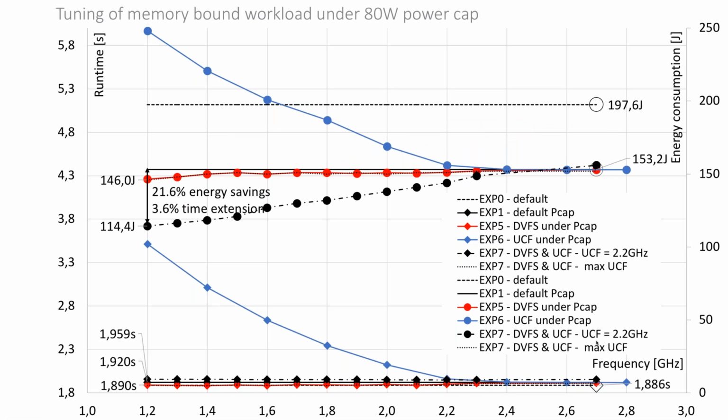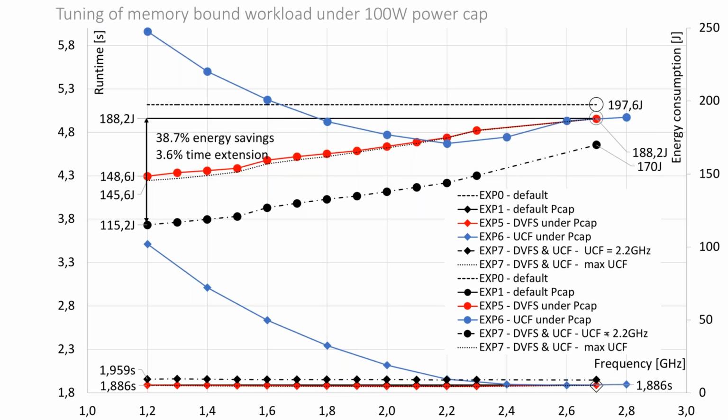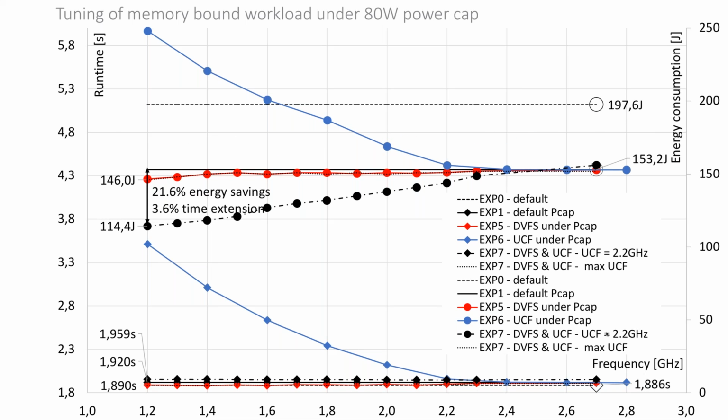If we set the power cap to 80%, we can save a little bit less energy, because some of the energy savings have been actually achieved by setting up the power cap. But again, we save 21% of the energy, and we extend the runtime by 3.6 seconds.